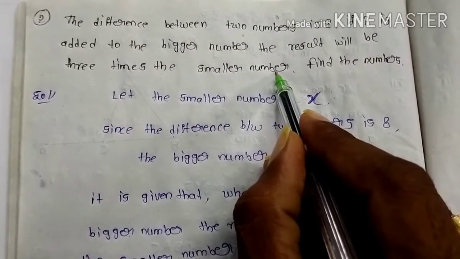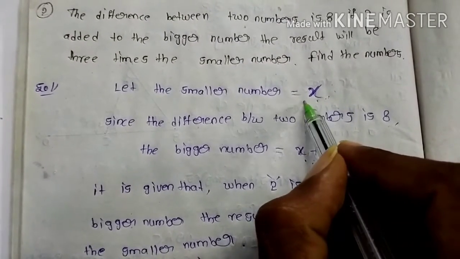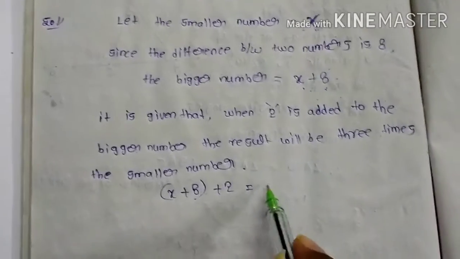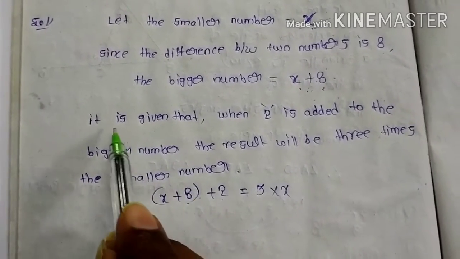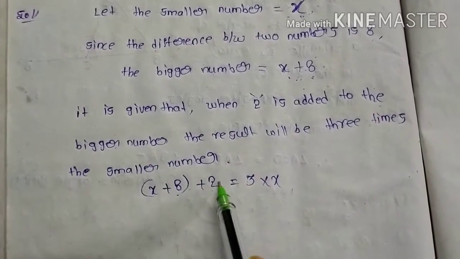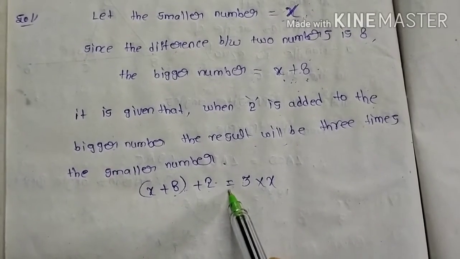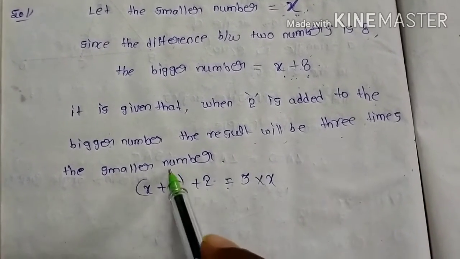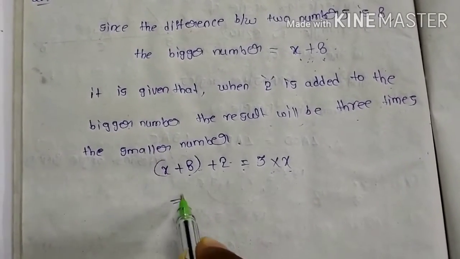Smaller number, where is that? Smallest number x or not? 3 times the smallest number means it is 3 into x or not? Yes or no? Now you can write here 3 into x. So that only I have written here. It is given that when 2 is added to the bigger number, the result will be equal to 3 times the smaller number. 3 times the smaller number means 3 into x only. Now you can solve these problems here.